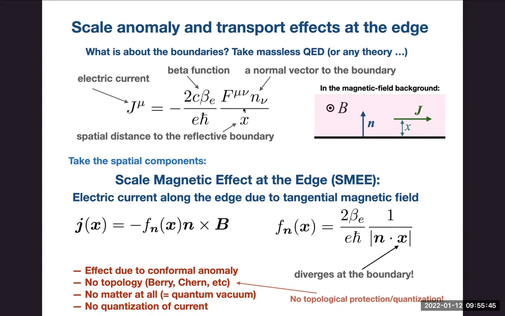Right now, this effect appears basically from nothing, just from interactions. There is no topology at all. There is no Berry, Chern numbers, nothing. There is no Berry phases. There is no matter, it's vacuum current.